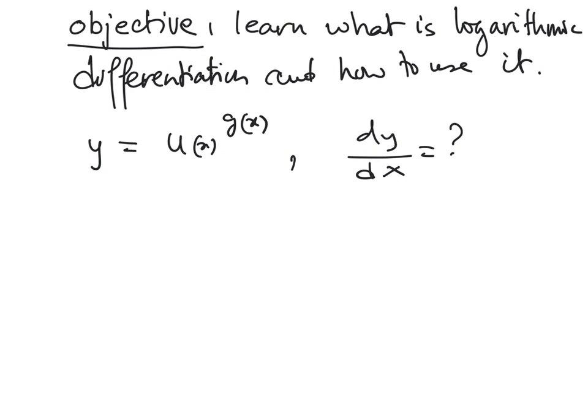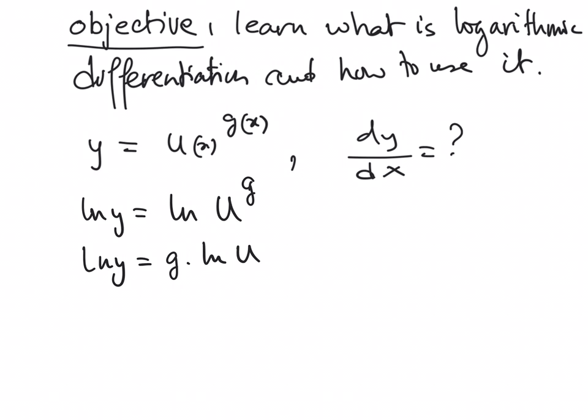Now, there is no rule that gives the derivative dy over dx because g of x is a function of x, not a constant. The method of logarithmic differentiation has 3 steps. The first step is to take the ln, natural logarithm, of both sides. So ln of y is equal to ln of u to the power g. Then use the property of logarithm to rewrite the right side as a product.